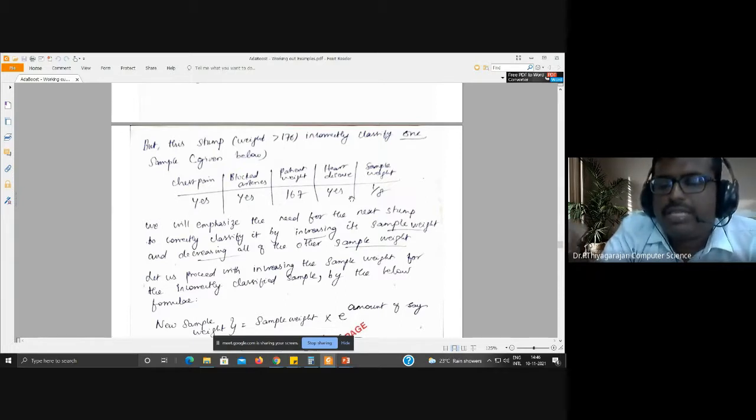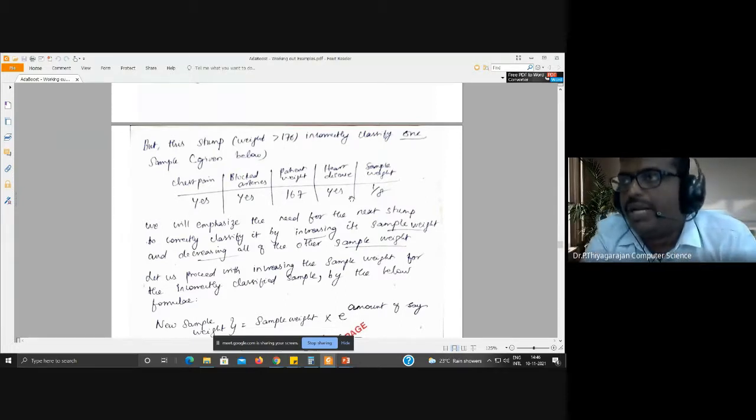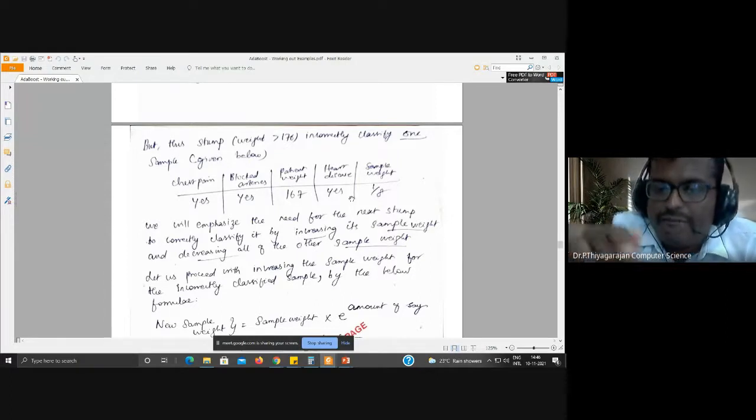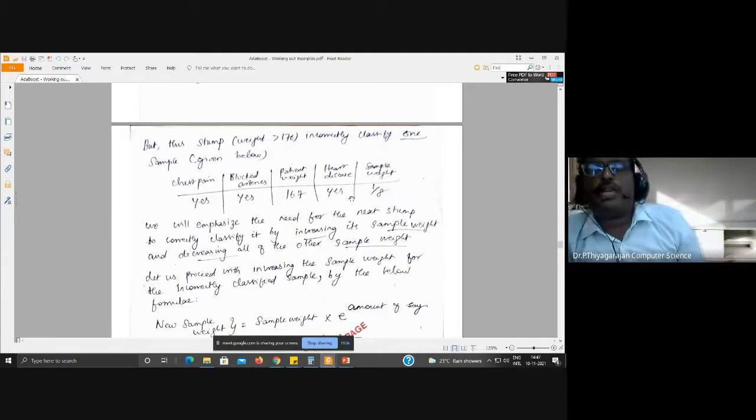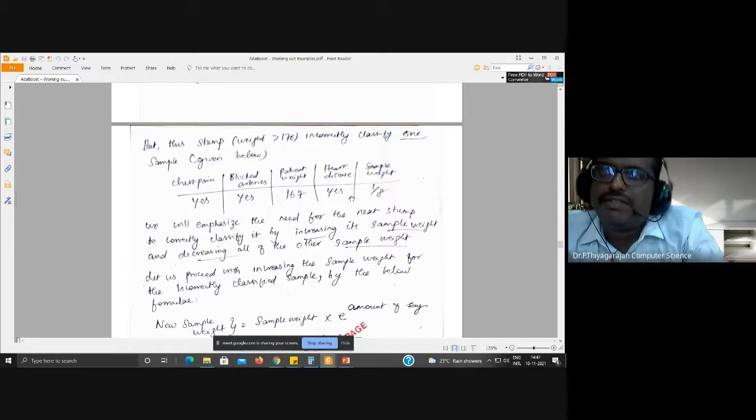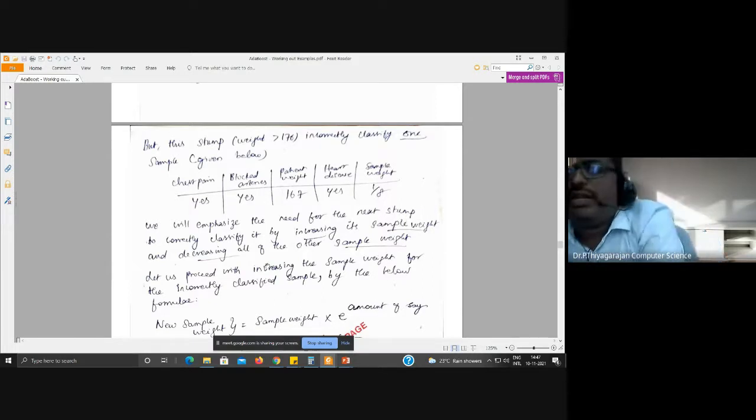So we have to make sure that this incorrectly classified data is classified correctly in the subsequent constructions of decision trees. So we will emphasize the need for the next stump to correctly classify it by increasing the sample weight. How will you make sure that this incorrectly classified sample is correctly classified? We have to increase the sample weight. That will be done by adjusting the sample weight, increasing its sample weight and decreasing the sample weight for all other rows. So this row alone, somehow we have to increase the sample weight.